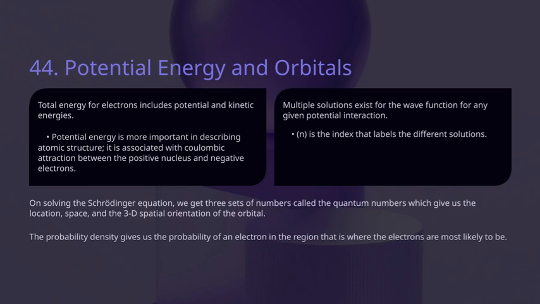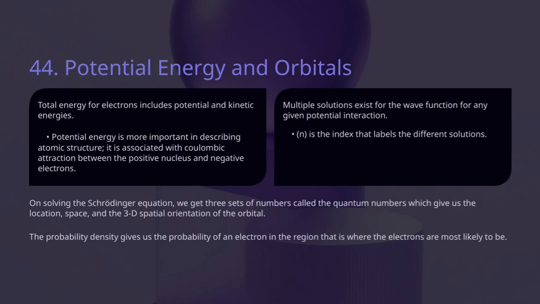Now, shifting focus to potential energy, which plays a significant role in describing atomic structure. This potential energy arises from the Coulombic attraction between the positively charged nucleus and the negatively charged electrons. The stronger this attraction, the more tightly bound the electrons are.